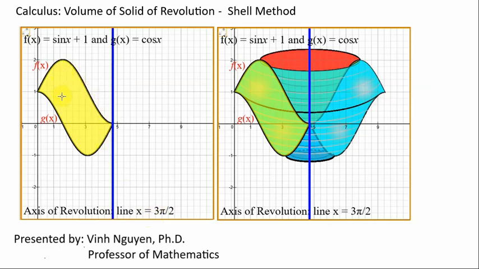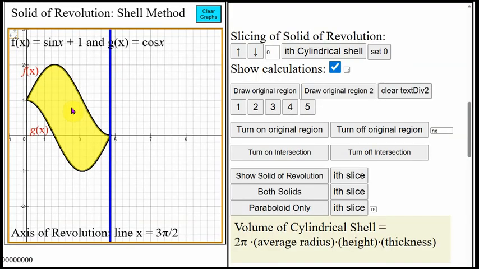So I'm going to take this yellow region right here and revolve it about the line x equal to 3 pi over 2. And this is what the solid of revolution looks like. So I want the volume of the solid of revolution. This is the yellow region that I'm going to revolve about the line x equal to 3 pi over 2.